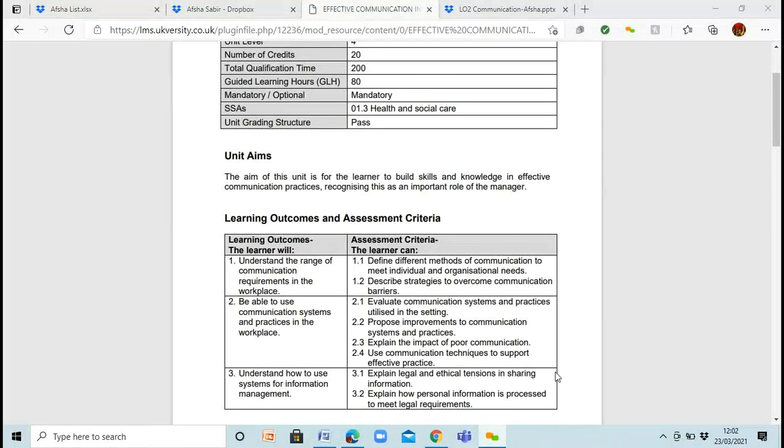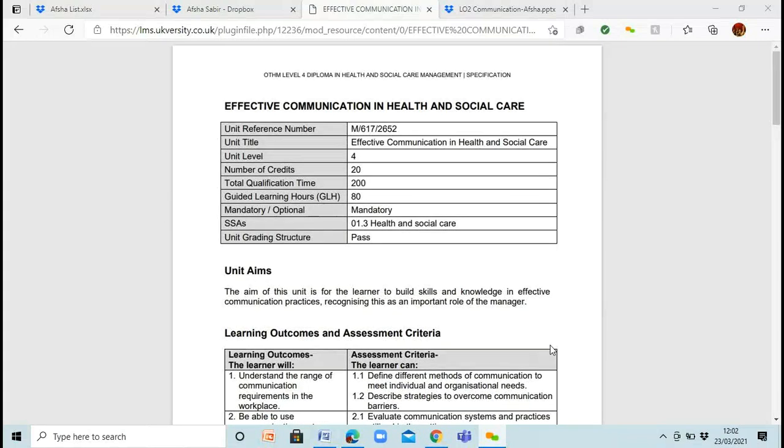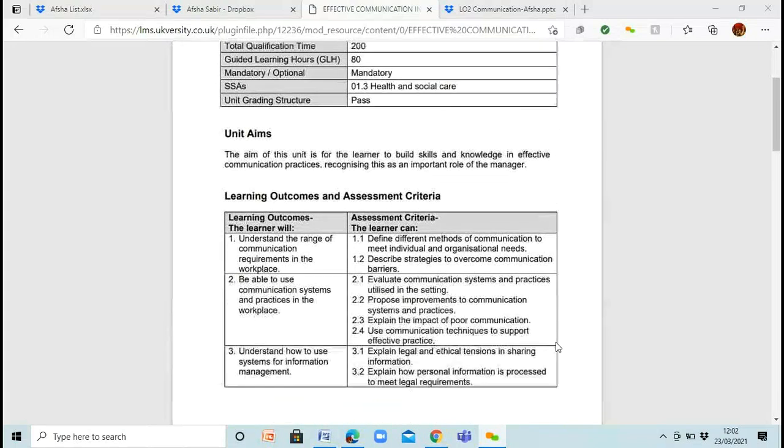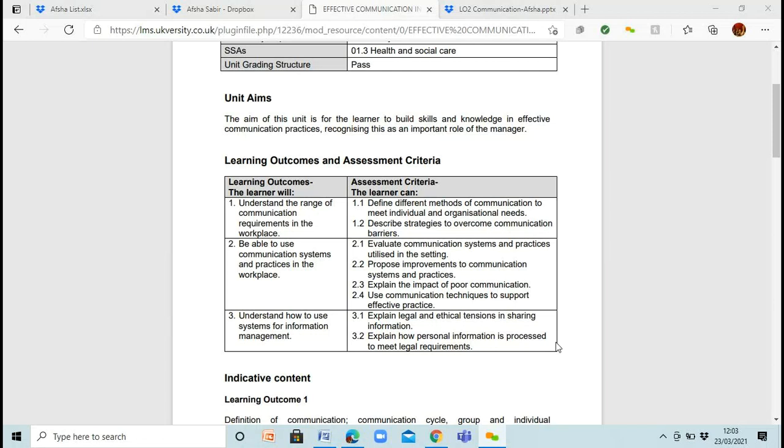So we're going to be looking at Learning Outcome 2 today for effective communication in health and social care. Learning Outcome 2 is be able to use communication systems and practices in the workplace. So there's actually 4 assessment criteria here. 2.1 is evaluate communication systems and practices utilized in the setting.